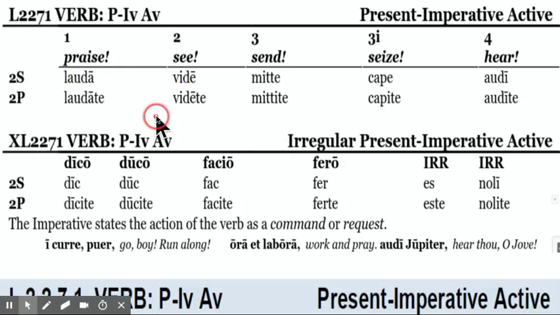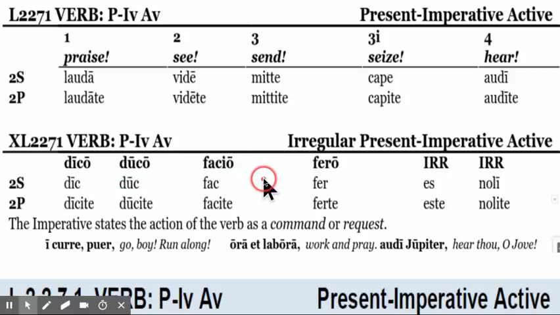Imperatives are what you use to give commands. So they're only in the second person, singular or plural. As you can see, the endings are really easy. Abbreviated: lauda, vide, vite, cape, audi. Imperatives for second plural, talking to two people: laudate. So it's the original ending plus adding te at the end. Vitite, capite, audite. Those are a little different.